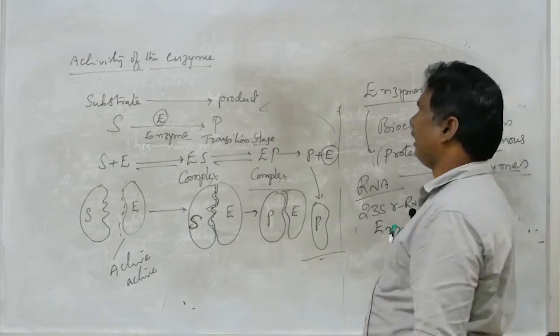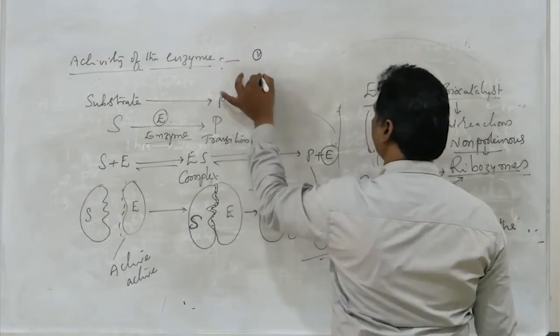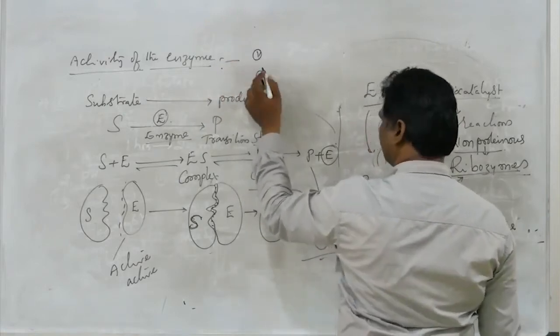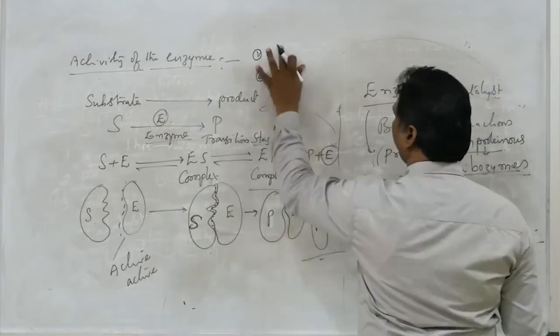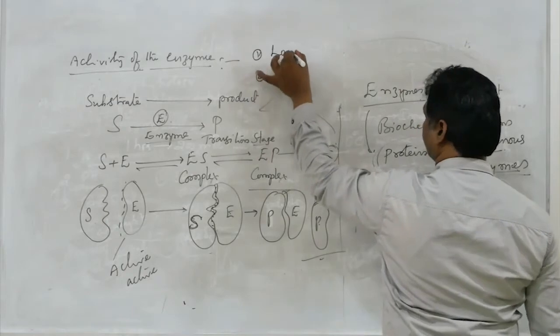Okay, so that is the enzymatic activity. It was explained by two important theories. One theory is called the lock and key hypothesis.